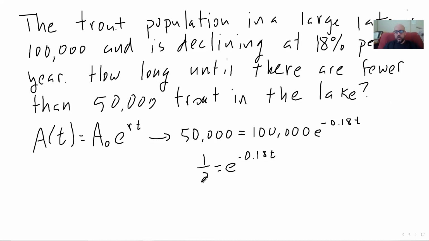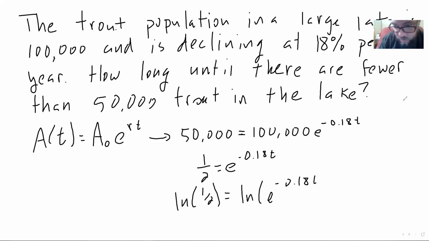Anyway, the question here is, what's the half-life of this trout population, given that it's decaying at 18% per year? We phrase that as how long before the trout population is under 50,000, but it's the same question. Okay, so you're not going to be surprised at all about how I solve this. I'm going to take log of both sides. Yeah, let's do that. So ln of a half equals ln of e to the negative 0.18 t.